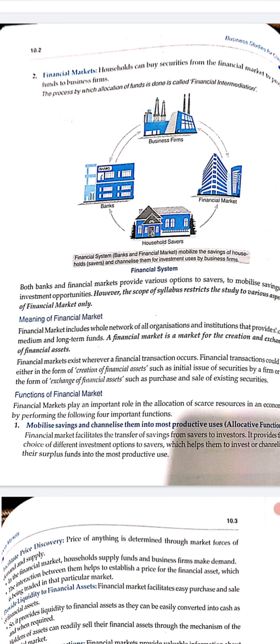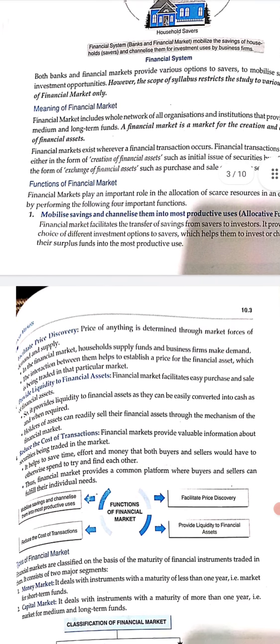These markets facilitate the transfer of savings from savers to investors by providing the choice of different investment options to the savers. Second one is facilitating price discovery. The price of anything is determined through the market forces of demand and supply. If demand is more, you will get more price for your product. Same way in the financial market, households supply funds and business firms make demand. The interaction between them helps to establish the price of the financial asset which is being traded in that particular market.